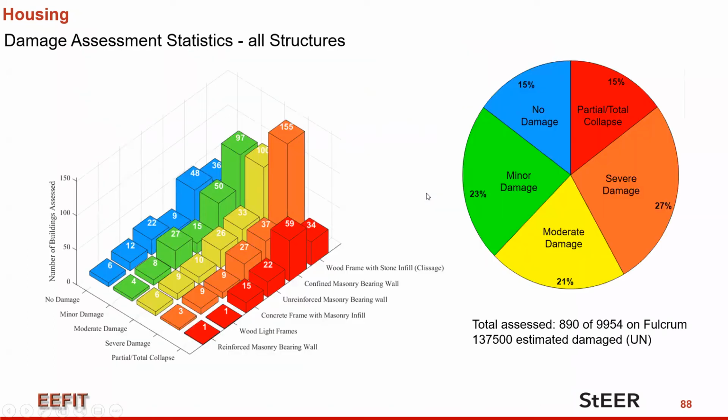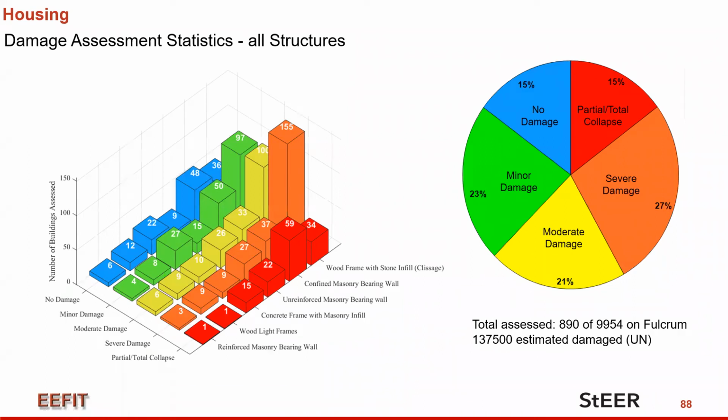Here are some damage statistics. We did 890 damage assessments. There are clear differences between typologies. 25% of confined masonry buildings are classified as partial or total collapse, and 16% as severe damage. On the other hand, for clissage classification, collapse was assigned to only 8%, and severe damage was found for 36%. And much less damage was found for wood light frames and concrete frame buildings.